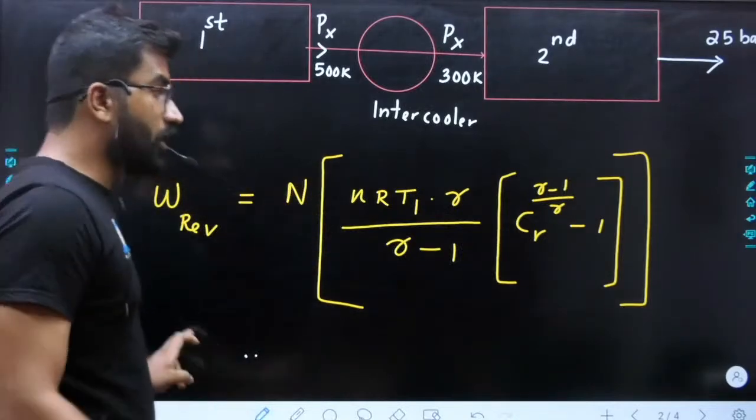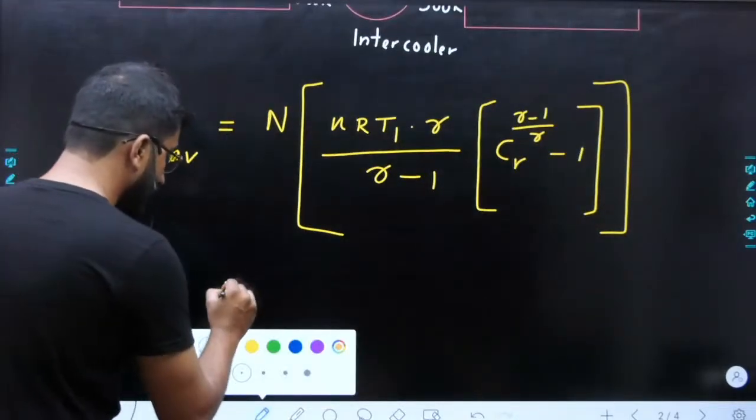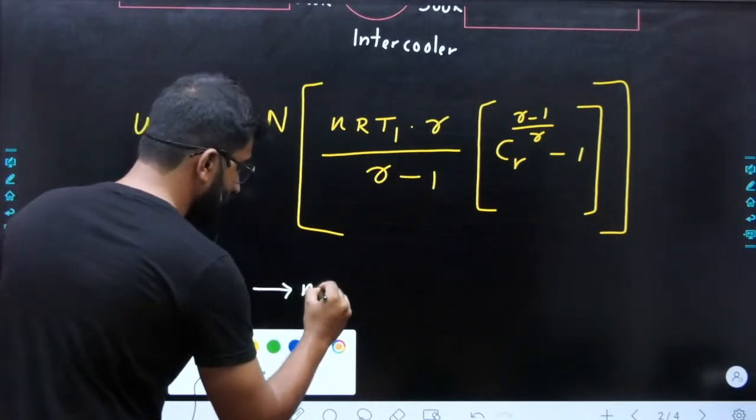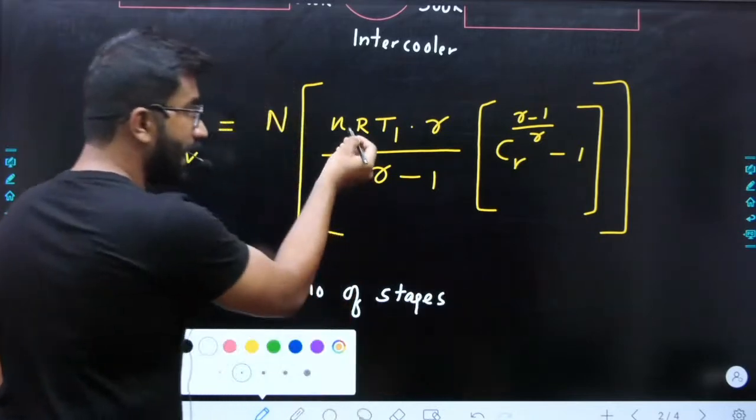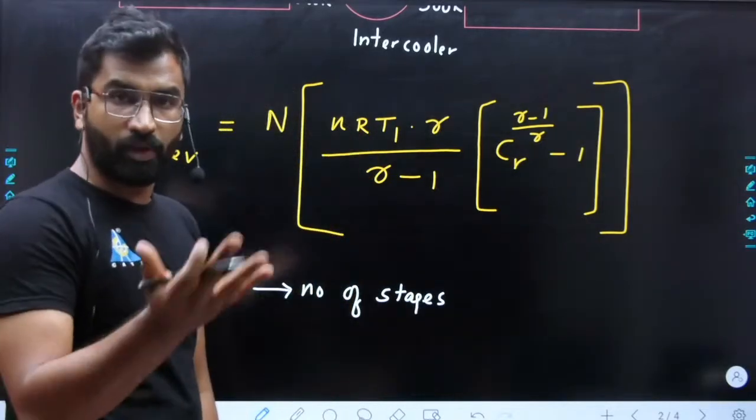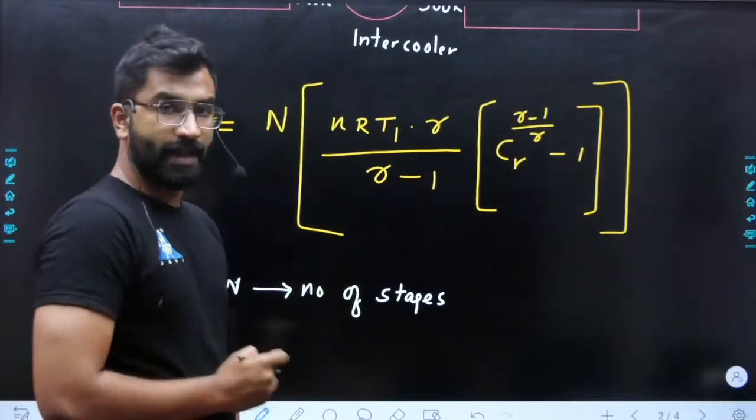N is number of stages. Capital N होता है. Capital N is number of stages. N, small letter n क्या है? Number of moles. Okay. R is universal gas constant.